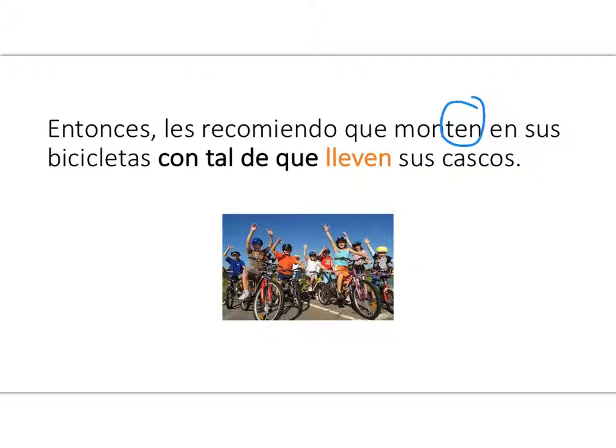Y'all, ustedes, okay? En sus bicicletas, con tal de que lleven sus cascos. So we know we've got a que. What does con tal de mean? That's like así que or provided that, which is not very obvious at all. This would be one you need to study and you need to learn. It's pretty ambiguous. Con tal de que, provided that.